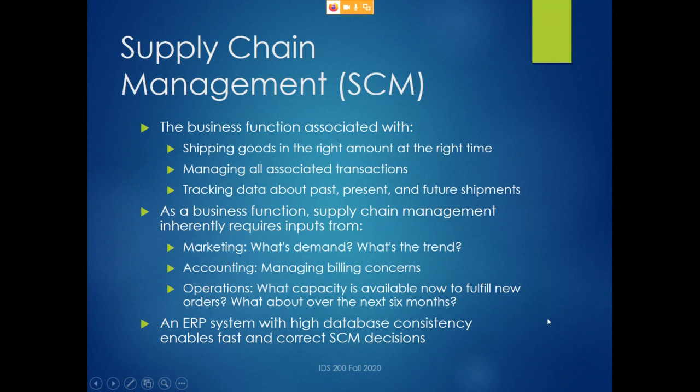Anyway, an ERP, if it has high database consistency, basically anything that's changed in one part, all of the other copies of that data automatically get updated as well. That's going to allow very fast, very correct supply chain management decisions, because for any one question in the database, there's only one answer, and the answer will always be up to date.